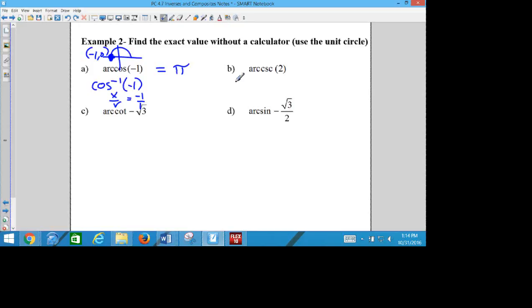Okay, next one. Arc cosecant. So I would start by changing it to sine. I would do arc sine of what? Half. So where is sine of half? Pi over 6.